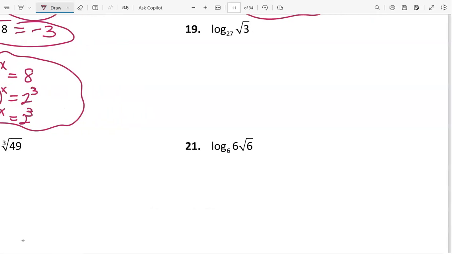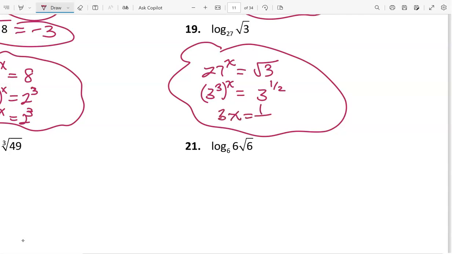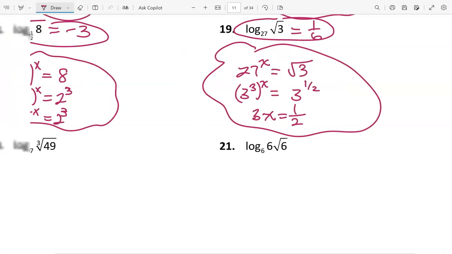In number 19, we need to be thinking base 27 raised to the unknown power is equal to the square root of 3. So 27 is 3 cubed, and the square root of 3 can be expressed as 3 to the 1/2. So if we equate our exponents, 3x is equal to 1/2, and dividing by 3, x is equal to 1/6. So the value of this logarithm is 1/6.